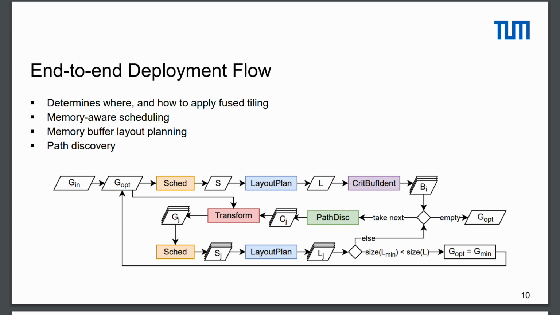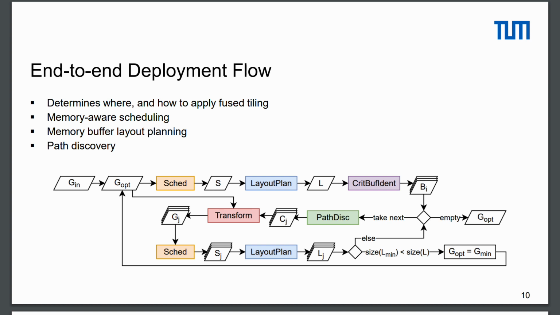So to evaluate this, we found this is actually not too trivial, because a lot of factors go into the actual memory usage that you see in the end. And I will quickly outline our flow that we have developed to do this end-to-end deployment evaluation. So we have our input graph, that is just a neural network. We want to first schedule operations, so find some order of operations that are sensible for memory usage.